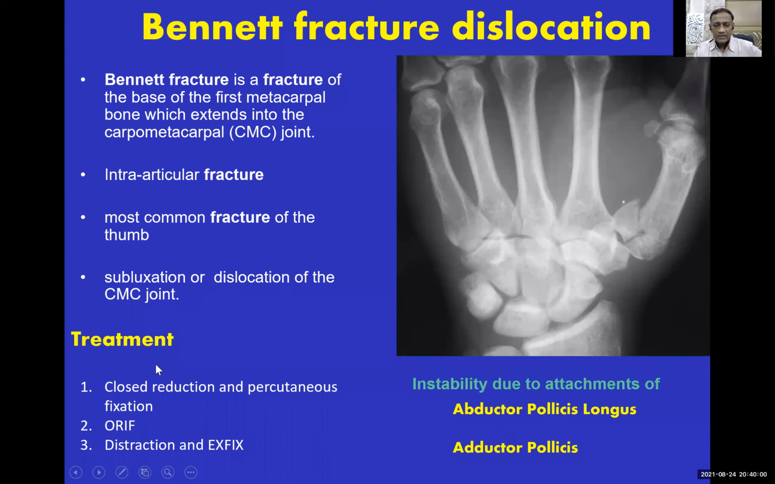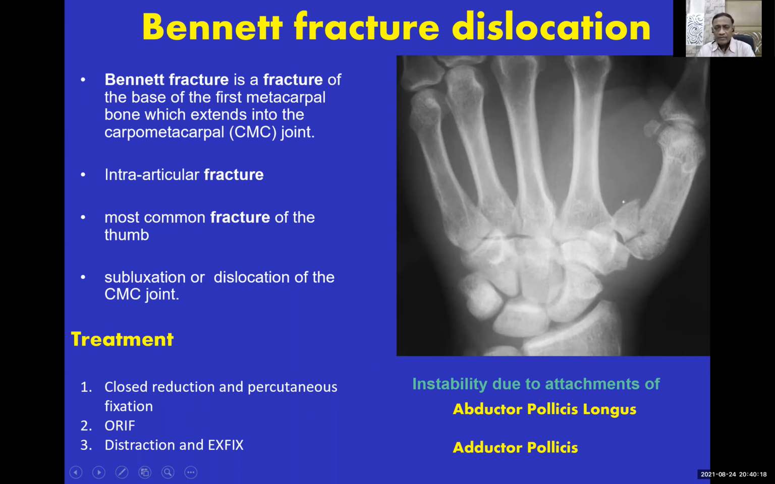And what is the treatment? There are different types: closed reduction and percutaneous fixation, which is a very popular treatment. If the reduction is not possible, then you may have to do open reduction and fixation. Or sometimes you can apply distraction with an external fixator.